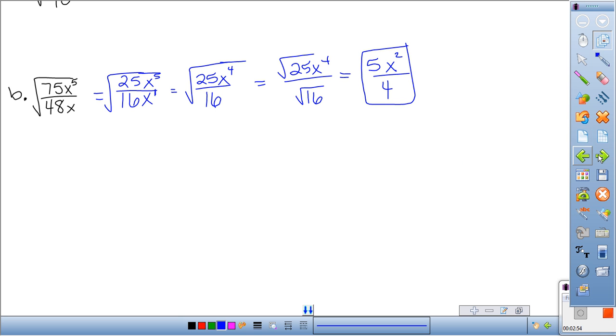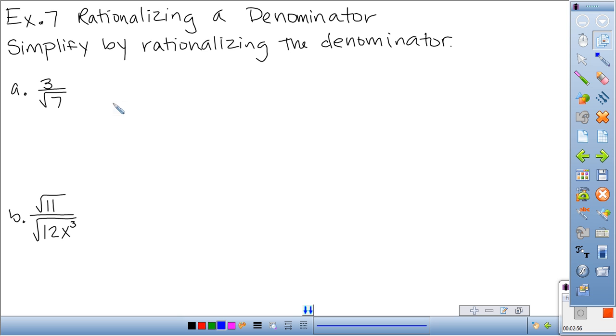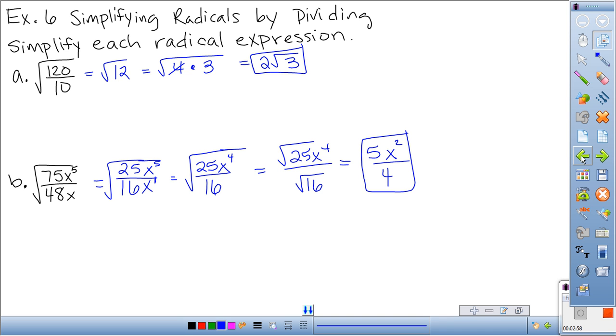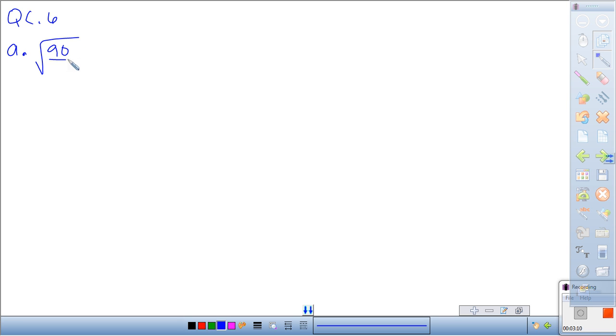So let's try some more like that. Because on your test, actually, I guess we didn't write any like those. Well, let's look at Quick Check 6, because we definitely want to do some more of those. Quick Check 6. So here are a couple. How about the square root of 90 divided by 5? So again, as we look at this problem, we notice, I can definitely simplify that. What is 90 divided by 5? 18. So now I'm taking the square root of 18.